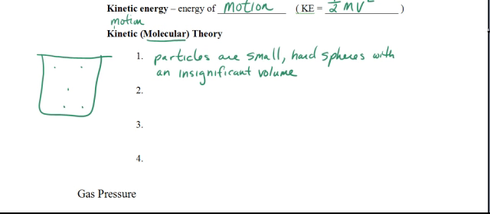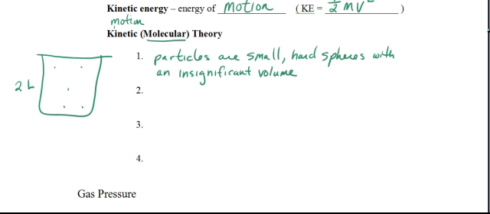If this box is a 2-liter container, if you add up all the particles, the empty volume in there is still considered to be 2 liters. As opposed to if you had huge spheres, they would actually take up some room and you would have to subtract that out from the box if it was filled up with, say, rocks. But in this case, these things are so small, we don't even have to worry about it.